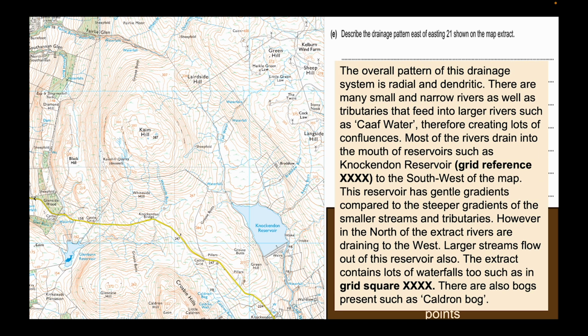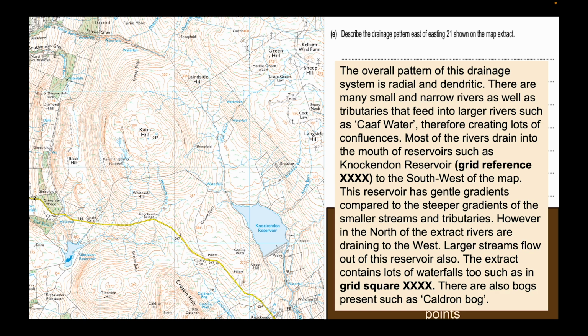The overall pattern of this drainage system is radial and dendritic. There are many small and narrow rivers, as well as tributaries that feed into larger rivers, such as Calf Water, therefore creating lots of confluences. Again, confluences is where two rivers meet. So most of the rivers drain into the mouth of reservoirs, such as Knockenden Reservoir. Again, you could provide the grid reference for this box here. This reservoir has gentle gradients compared to the steeper gradients of the smaller streams and tributaries.